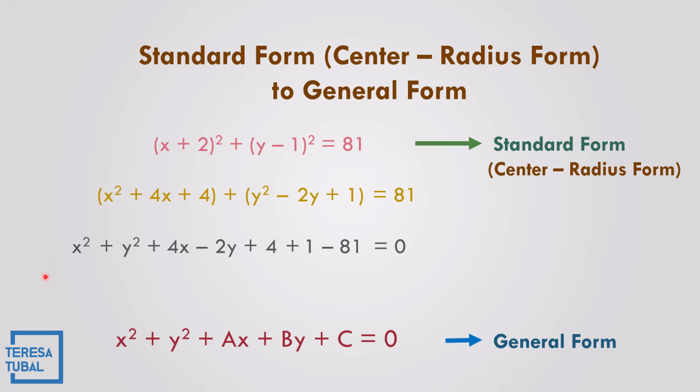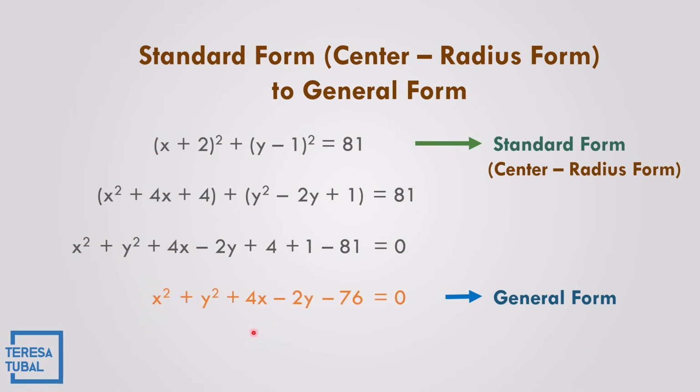So let us combine like terms. The only one we combine is the constant, and then the rest, copy. Copy x squared, copy y squared, copy 4x, copy negative 2y, and then 4 plus 1 is 5 minus 81 is equal to negative 76 equals 0. So the general form of this given standard form of the equation of the circle is x squared plus y squared plus 4x minus 2y minus 76 is equal to 0.